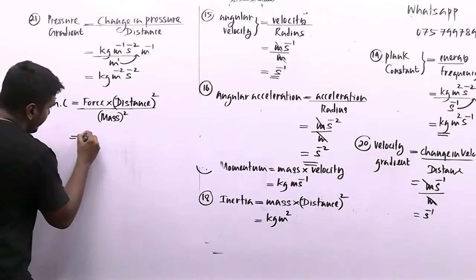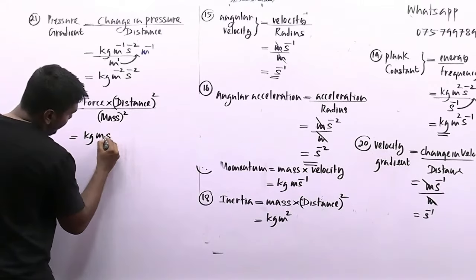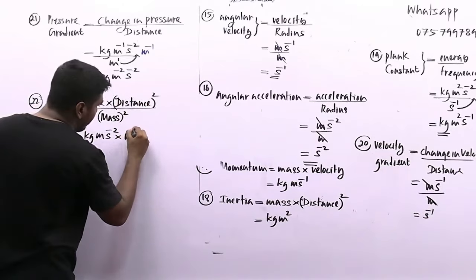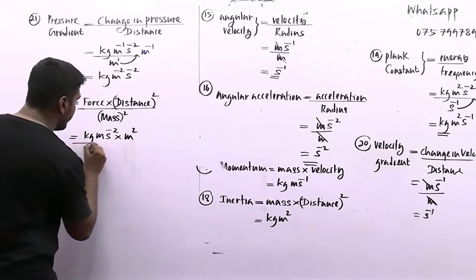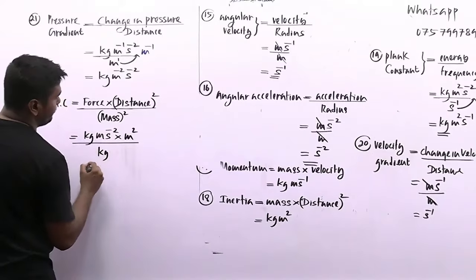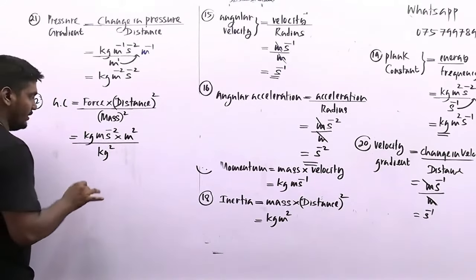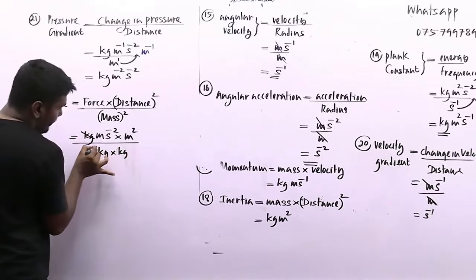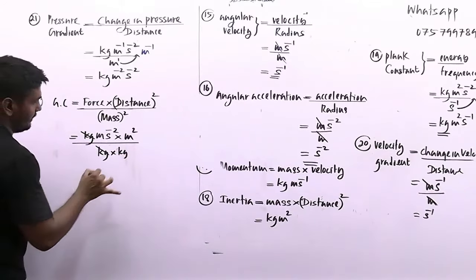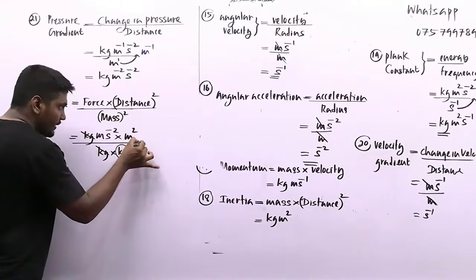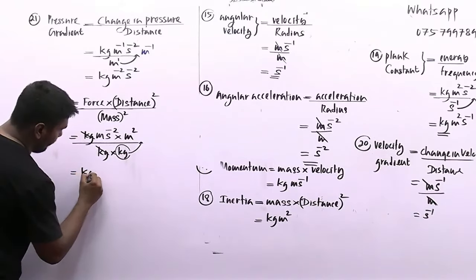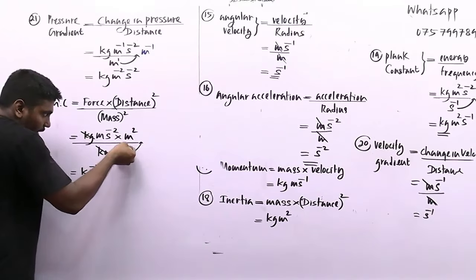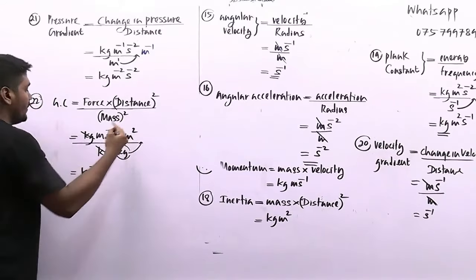What are the units of force? kg m s to the power minus 2. What are the units of distance? Distance is measured in meters, meter squared. Mass is measured in kilograms, kilogram squared. Then you can remove one kilogram from kilogram squared, which means kg into kg. Then one kg cancels out. Then when kg goes to the numerator, it becomes kg to the power minus 1. If the power of kg is 1 and it goes to the numerator, it becomes kg to the power minus 1.